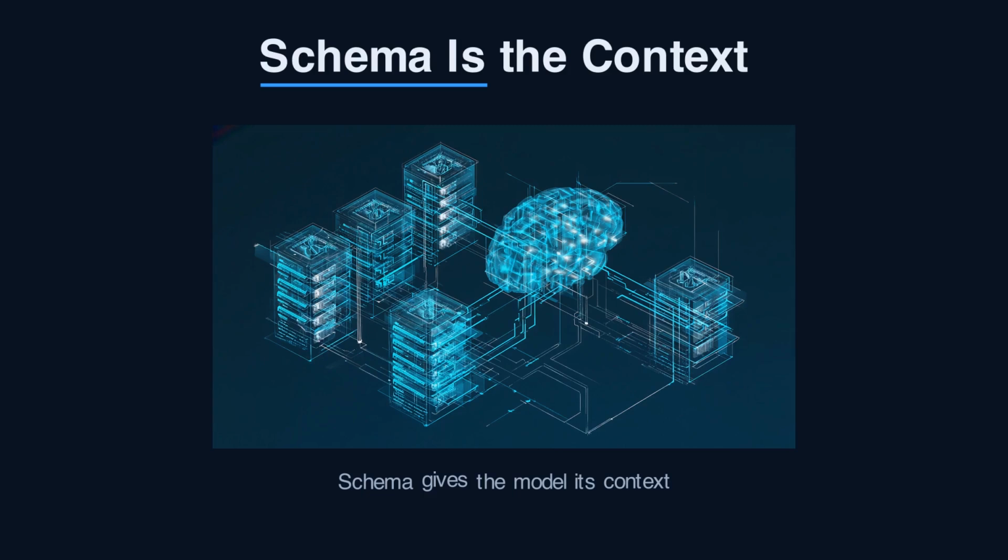Put this schema in the system message and state the rules plainly. Select statements only, always add a row limit, and never modify data. The model follows clear constraints far better than vague ones.